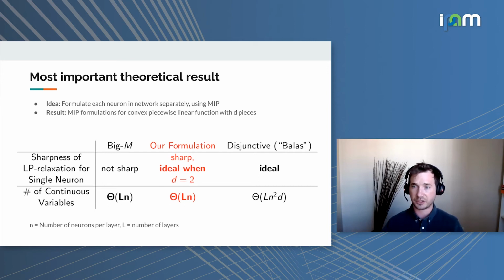On the other end of the spectrum, you have a disjunctive approach, right? So here, the formulation is ideal, so it's quite strong, but unfortunately, the number of variables that you need to write it down is quite large. So our new formulation, our new approach sits here in the middle, and the idea is to try to blend the best of both worlds. So we have a small number of variables that we need to write it down, and it's sharp, and in particular, it's ideal when we're working with activation functions with 2 pieces, namely the ReLU.